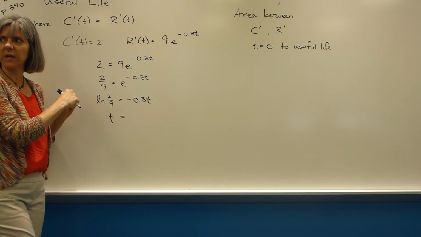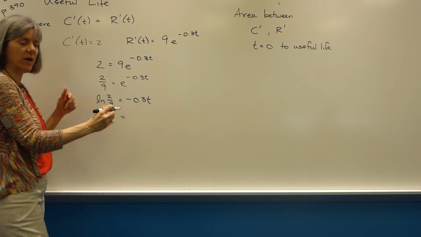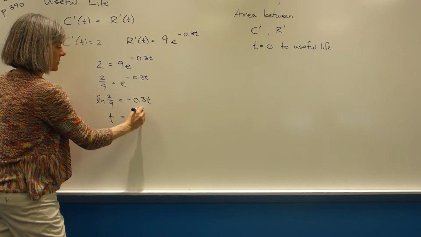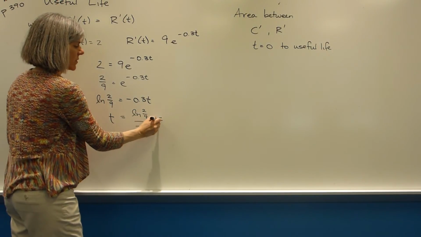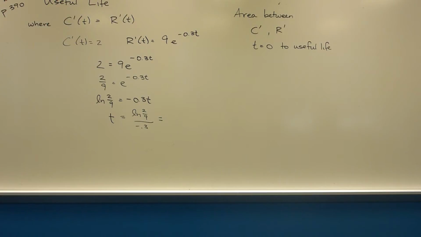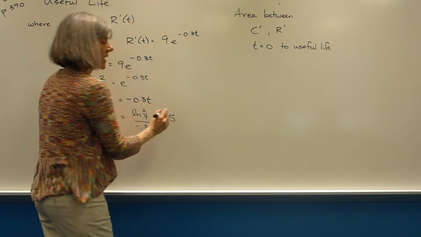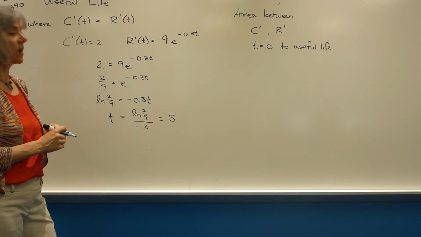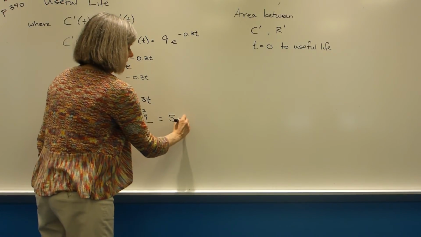ln of a number less than 1 is negative. So I've got a negative number equals negative times t. So t turns out to be positive, as we expect. So ln 2/9 over minus 0.3. Does anyone remember what that was? Is it 5? It comes out pretty close to 5, I think. We're going to call it 5. 5 what? What are we in? t is in years. All right, so we're going to call that 5 years.